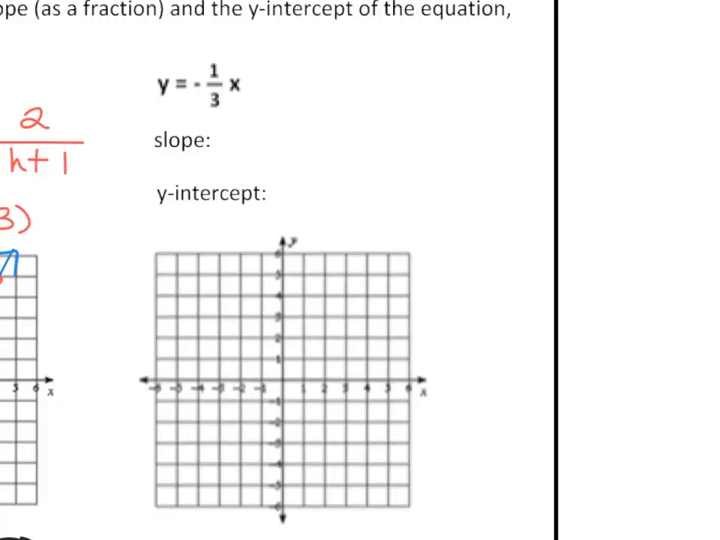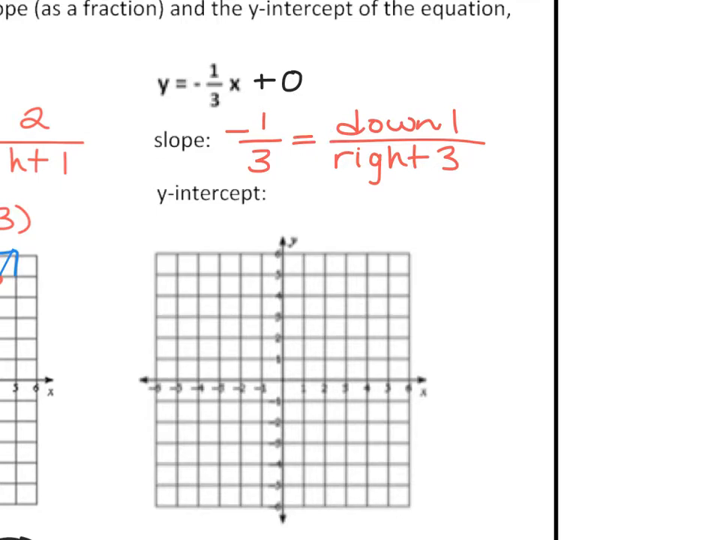Next graph. Our slope is -1/3. It's negative, so slope dude goes down 1, but he always skis to the right, so right 3. My y-intercept is 0 because I don't see a number by itself, but I could do +0. It doesn't change anything. So if you don't see it, it's a 0. So my y-intercept is 0, 0. We plot that first. And then we go down 1, right 3, down 1, right 3, reverse it, up 1, left 3, till we can't go any farther. And let's connect the dots and make a line.